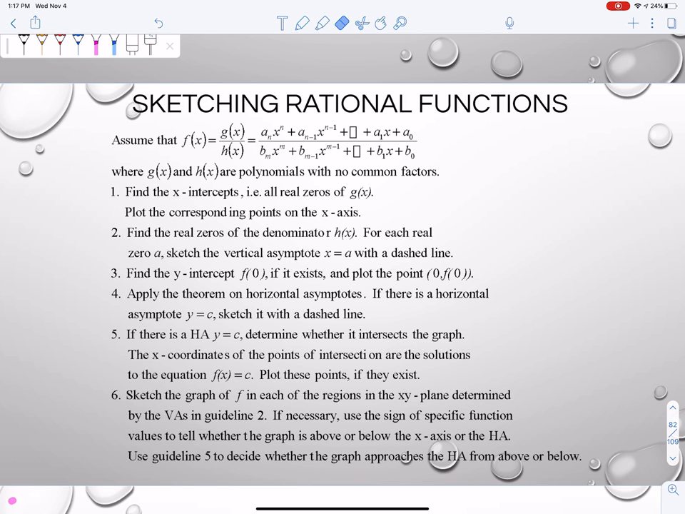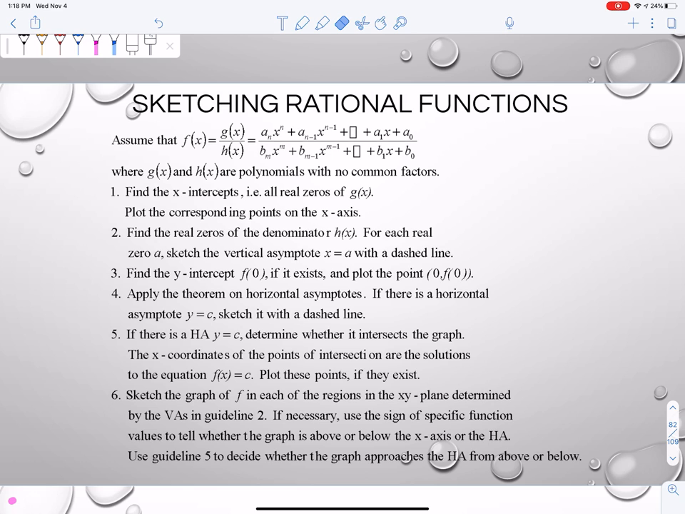All right, x-intercepts are solutions of my numerator. Vertical asymptotes and holes are solutions of my denominator. If, when you factor everything out, you have holes, you also need to evaluate the reduced function at that x value of the hole to figure out that point as well. The y-intercept, f of 0, is the ratio of the constant terms. You're going to apply your theorem on horizontal asymptotes. You're going to plot it.